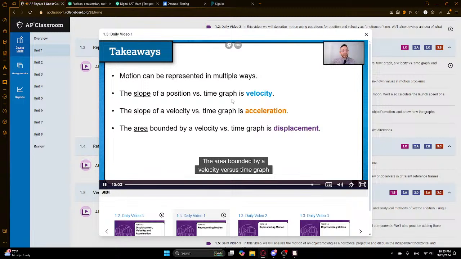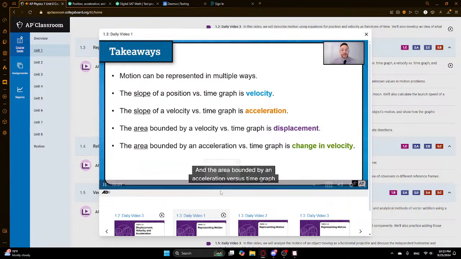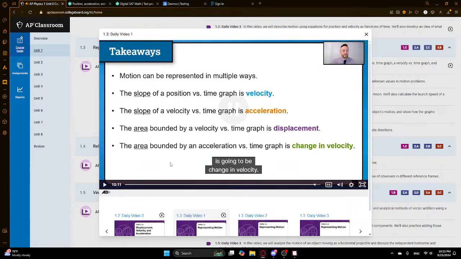The area bounded by a velocity versus time graph is an object's displacement. And the area bounded by an acceleration versus time graph is going to be change in velocity.